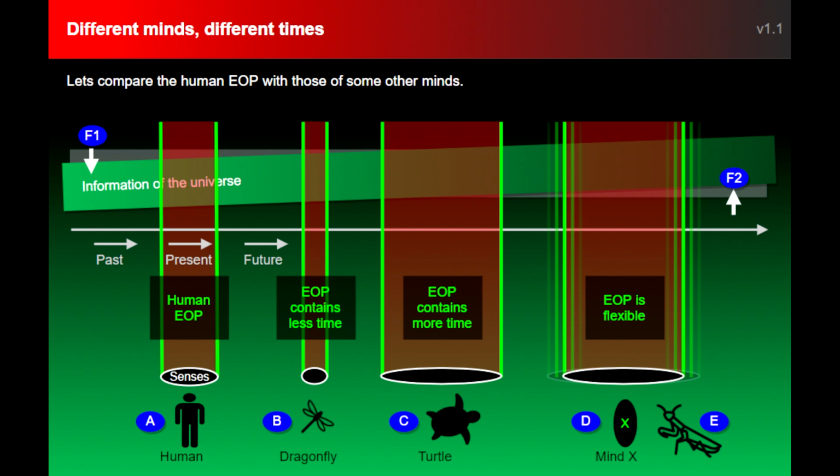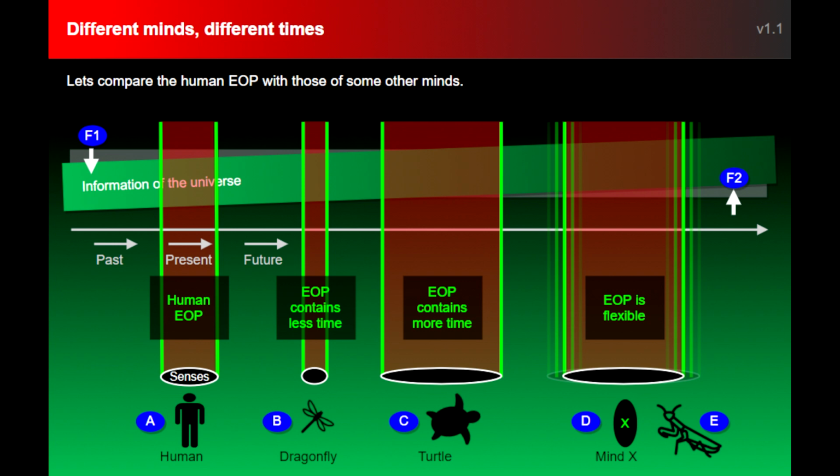D. A hypothetical mind X can contract or expand its EOP similar to how we can focus our eyes on different distances. Even within individual humans, the EOP is flexible in some situations, slow motion during life and death situations, timelessness during meditation, etc., so this is not a supernatural concept. E. The praying mantis may be an example of D, because of its unique motion-based 3D vision.